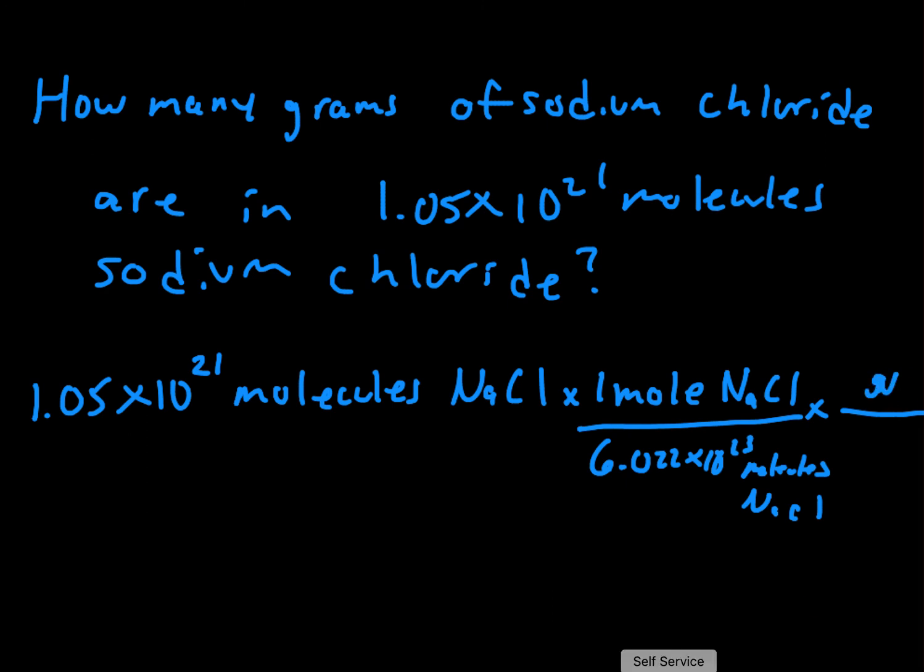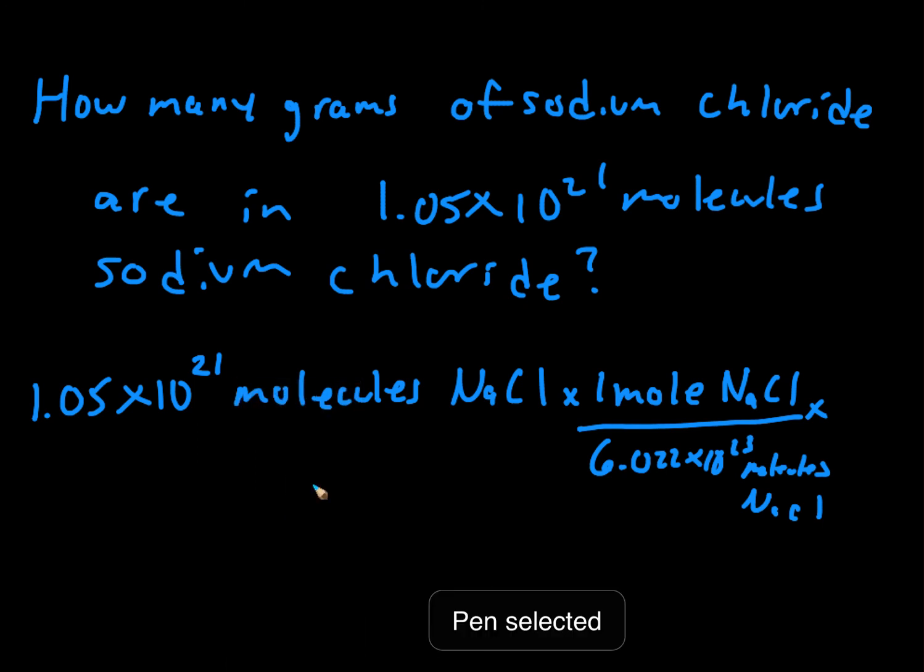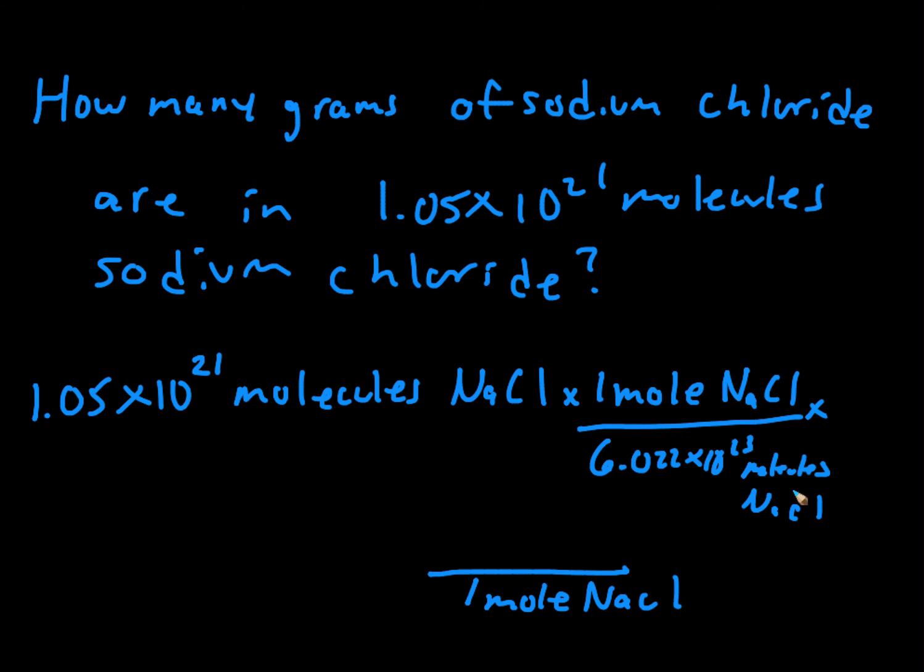And I'll just put this down here. There's not enough room. So we will have 1 mole on the bottom. We want to get rid of the moles of NaCl. And we want to go to grams of NaCl. So now we need the molar mass. So we have 22.99 plus 35.45, and we get 58.44 grams of NaCl.